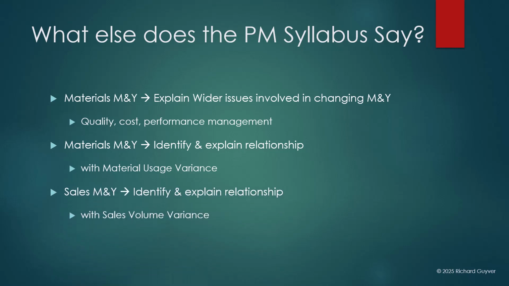And we need to be able to explain how sales mix and yield variances, which are actually called mix and quantity variances, we need to identify and explain the relationship with the sales volume variance. I often call it a sales yield variance. It's the same thing. The syllabus calls it quantity. I like calling it the same because then it's obvious we're doing the same sort of calculation. And as you can probably see, these two that I've changed to yellow are pretty much the same thing, just its materials are swapped out with sales.